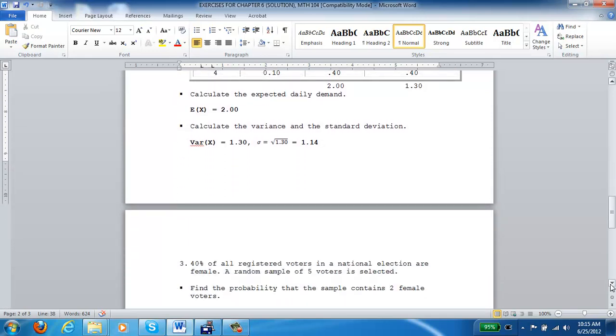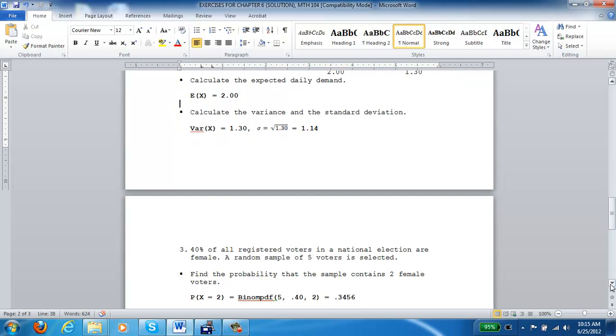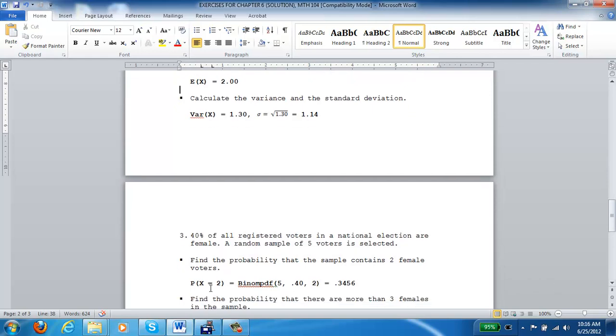Next problem, problem 3. We have to calculate the probabilities, and this is a binomial distribution. Probability of success, your P is 0.4. The N is equal to 5. Question number 1 contains 2 female voters, so X is equal to 2. So probability X to be equal to 2, it's binomial PDF 5, the sample size, comma 0.4, probability of success, comma 2, based on the question.